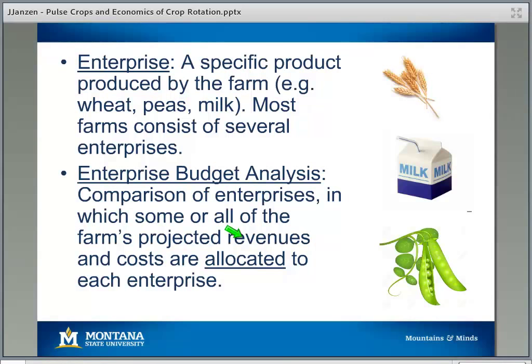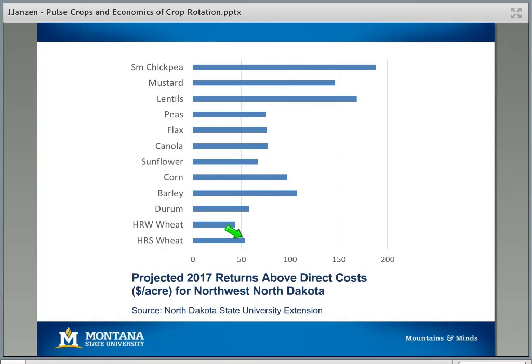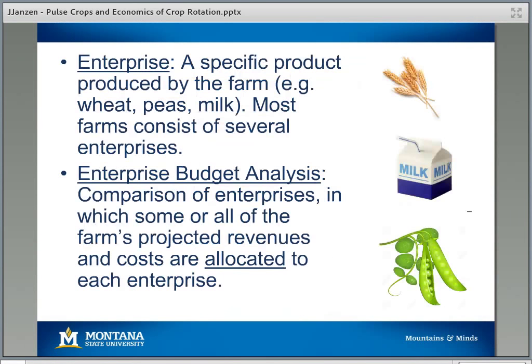When I'm talking about an enterprise, I'm talking about a specific product produced by the farm. This could be, for example, wheat, peas. It could be some of the livestock, if that's a part of your operation. So if you have a dairy, milk, if you have a cow-calf operation, those feeder cattle. Most farms consist of several enterprises, but we're going to refer to as an enterprise any one of these specific products. So each of these crops listed in this crop budget is going to be one of those enterprises. And an enterprise budget analysis just compares those enterprises, where some or all of the farm's projected revenues and costs are allocated to each of those enterprises.